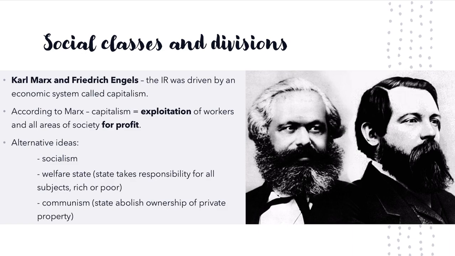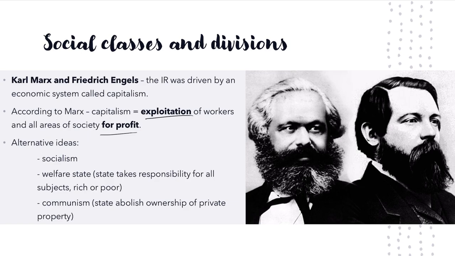So two very prominent theorists in the work of socialism and also communism were Karl Marx and Friedrich Engels. The Industrial Revolution was driven by an economic system called capitalism. And Marx and Engels argued that capitalism essentially was the root of all evil because it was the exploitation of workers for purely profits. And if we look at the working conditions and the living conditions of these people, we can see how they would have come to this idea because people were really getting exploited to a great extent.